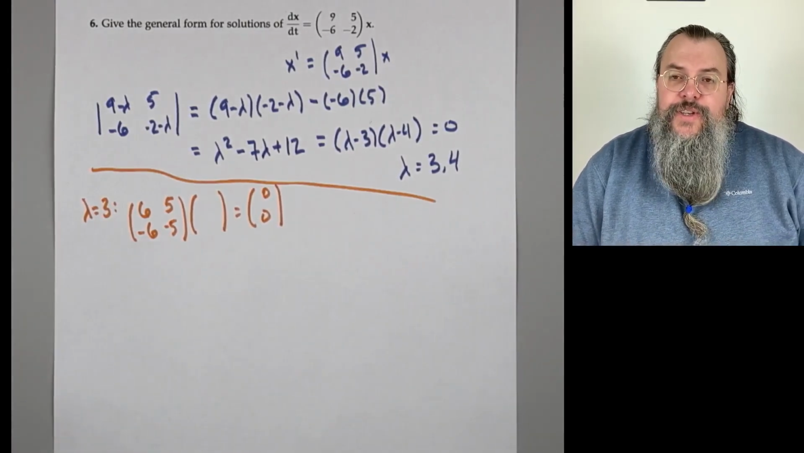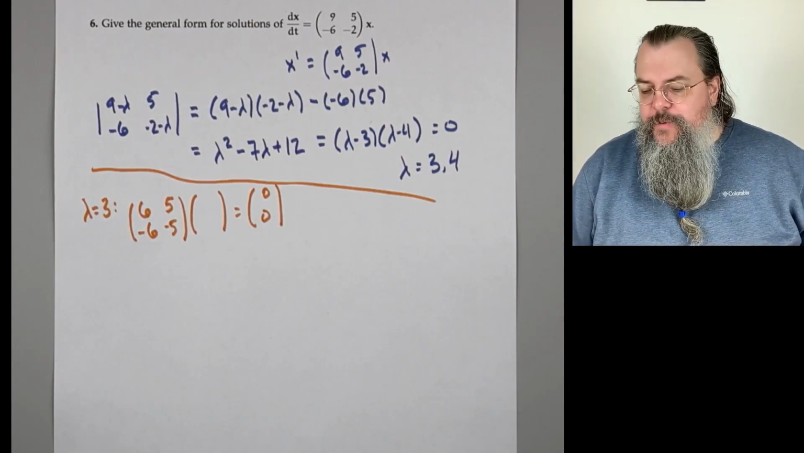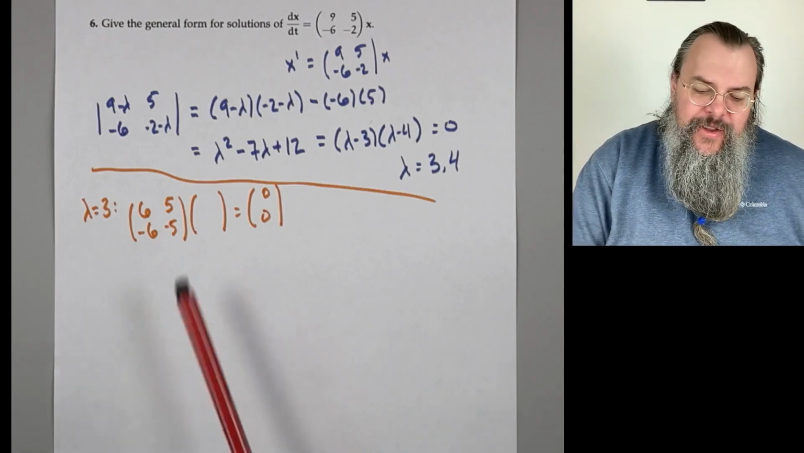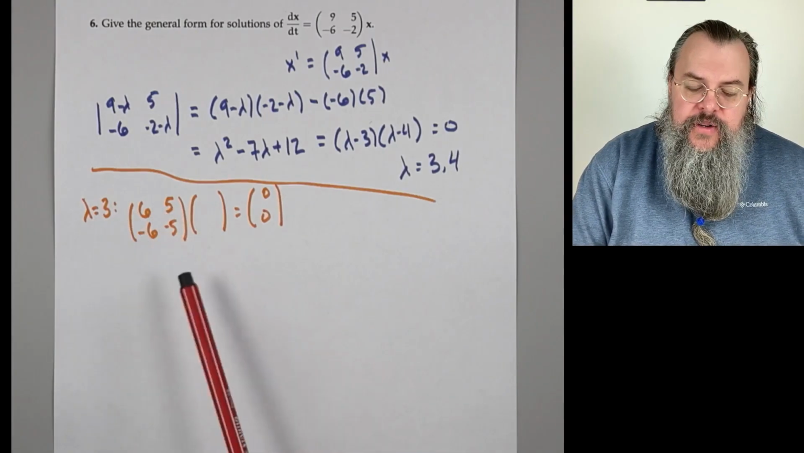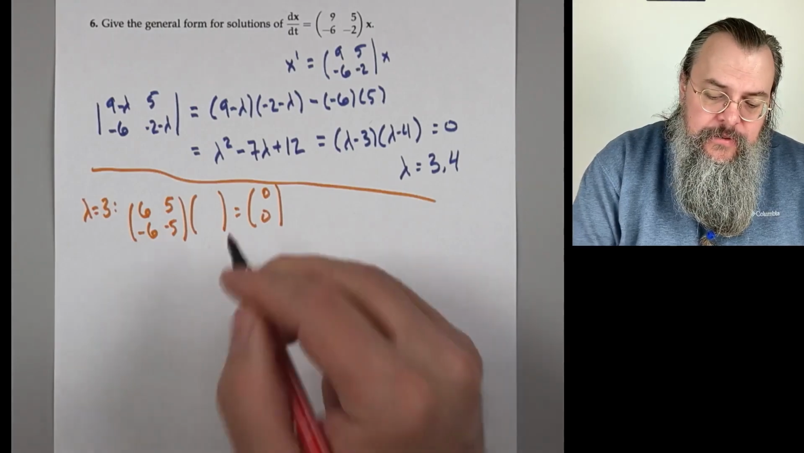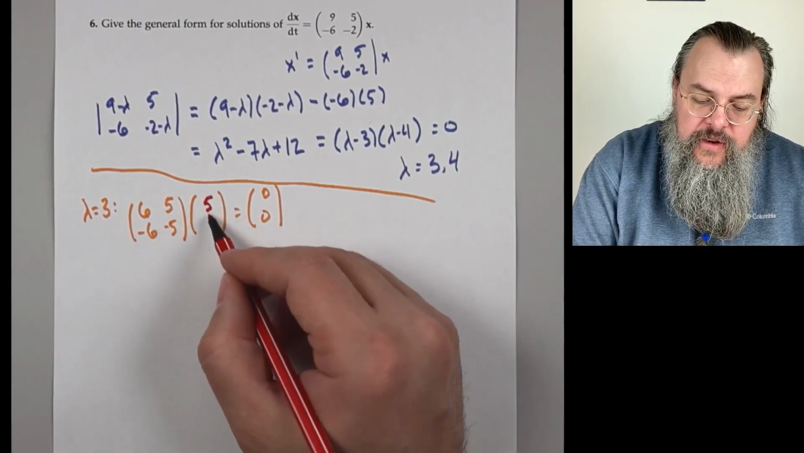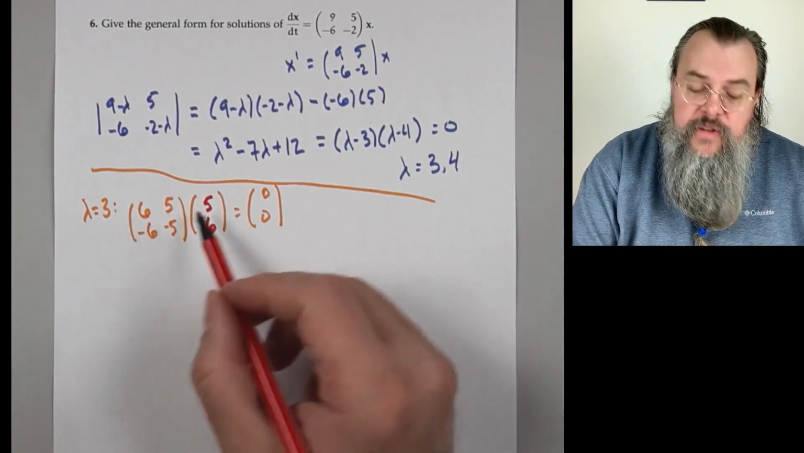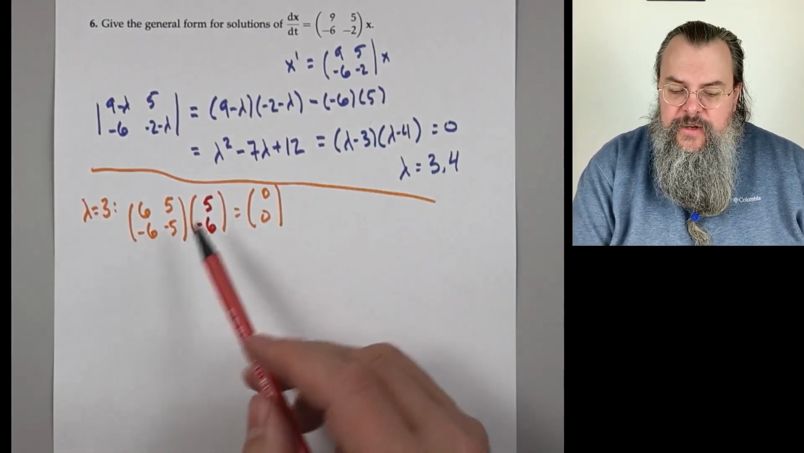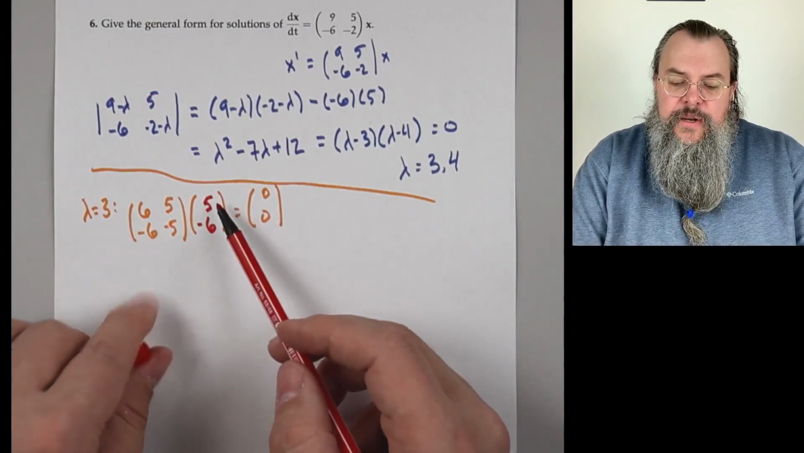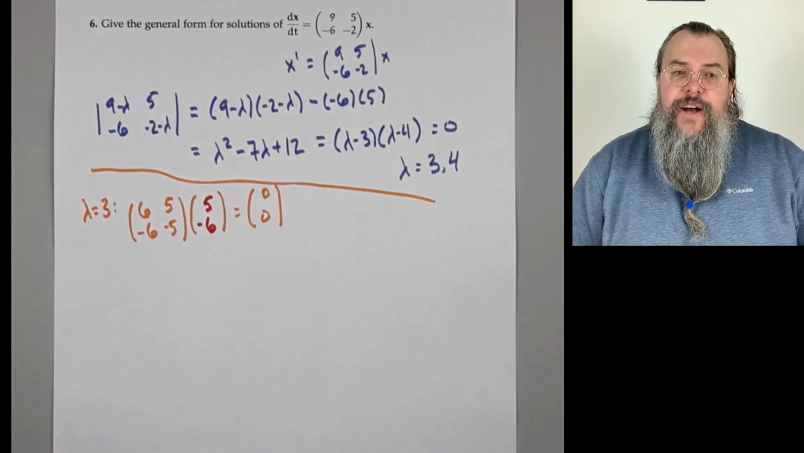Let's just do the easy thing. The easy thing is to read a row backwards and flip one of the signs. So I see 5, 6, so I'll put 5, 6, and I need to flip one of the signs, so I'll put a minus in front of the 6. And you can check: 30 minus 30, minus 30 plus 30. All right, good. So there's our eigenvector for 3.